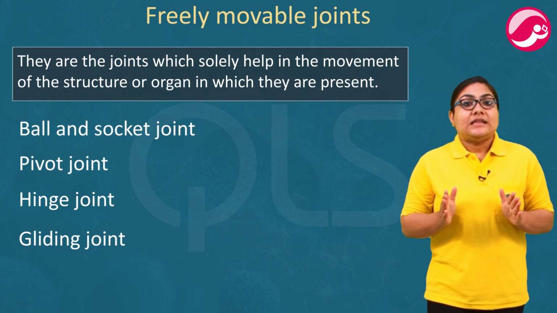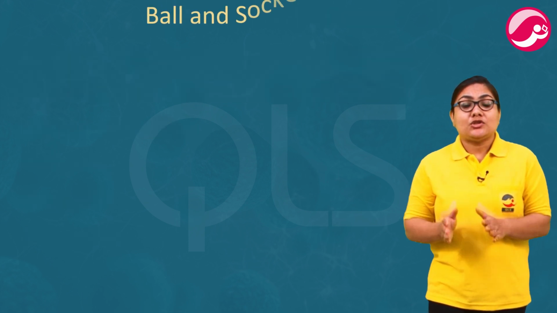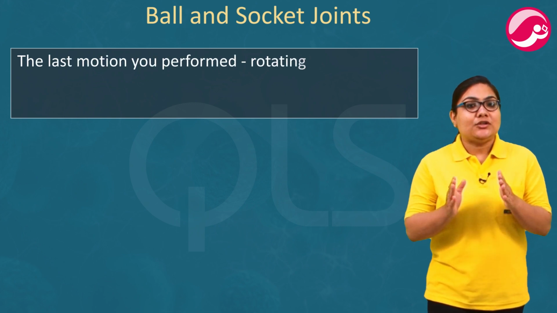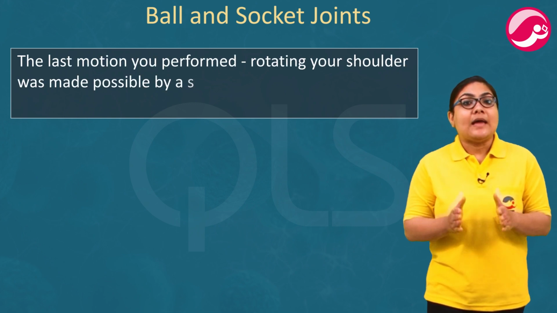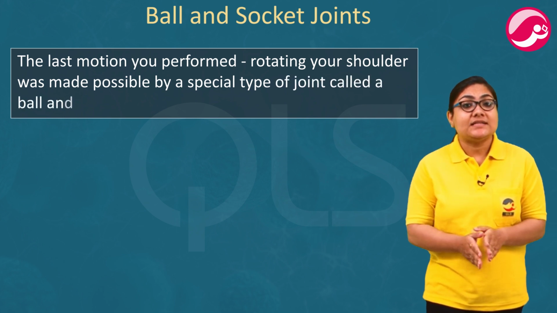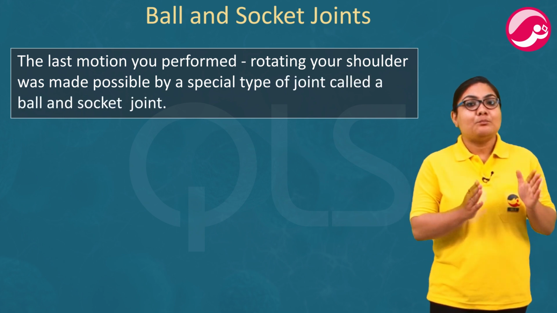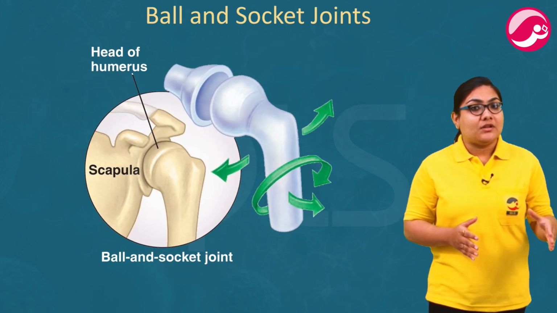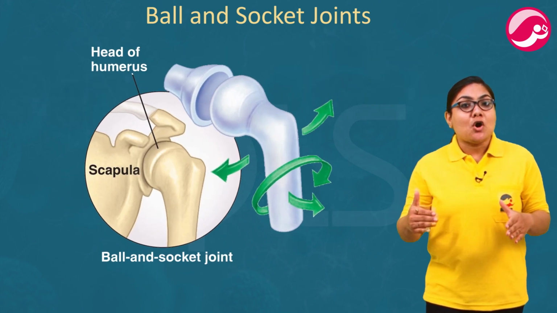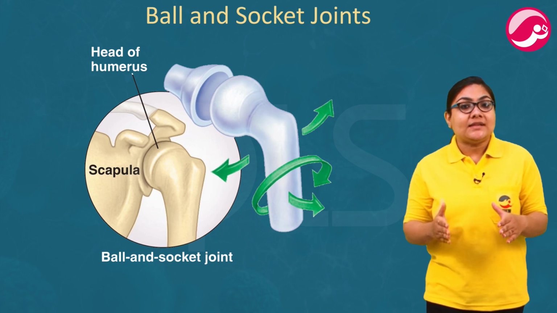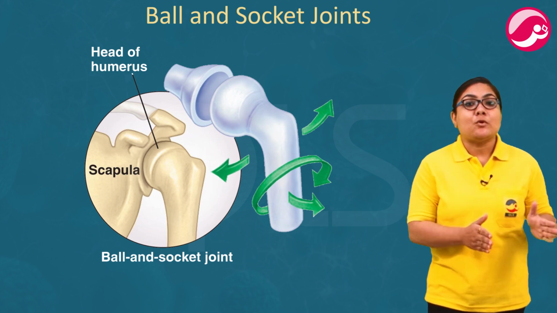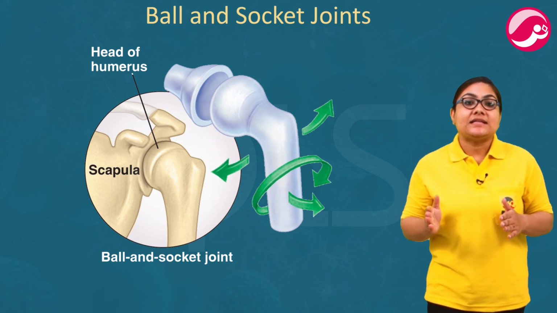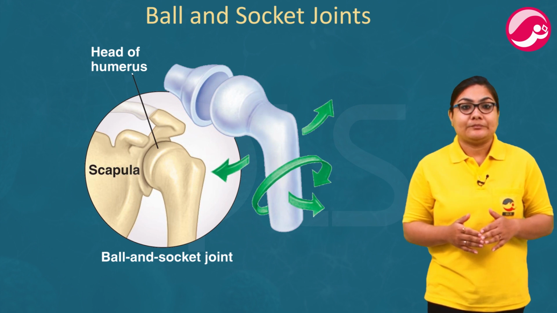Now first, let's look at what are ball and socket joints. The last motion you performed, rotating your shoulder, was made possible by a special type of joint, that is ball and socket joint. Ball and socket joints involve the round head of one bone, that is the ball, fitting into another rounded pocket or a cup-like depression of another bone, that is the socket, hence ball and socket joint. These joints allow motion in numerous directions as the ball rotates within the socket.